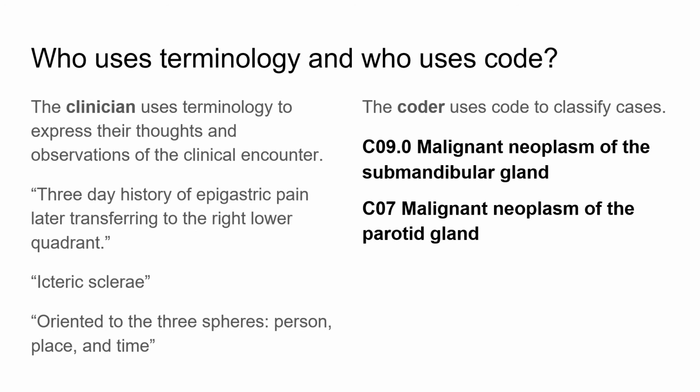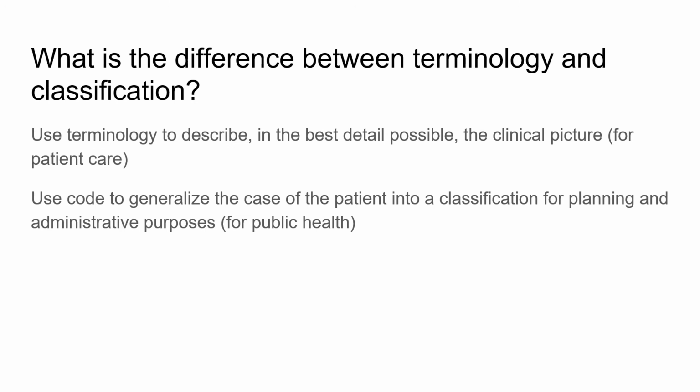Even twins have differences. But if you are a coder, you look at the terms used by the clinician and then using a formal process, assign a code to those patients. So while patient A may have a submandibular cancer and patient B has a submaxillary neoplasm, they both are coded C09. You use terminology to describe the clinical picture of a patient, and you use code to generalize a case into a classification for planning and administrative purposes, often for public health.